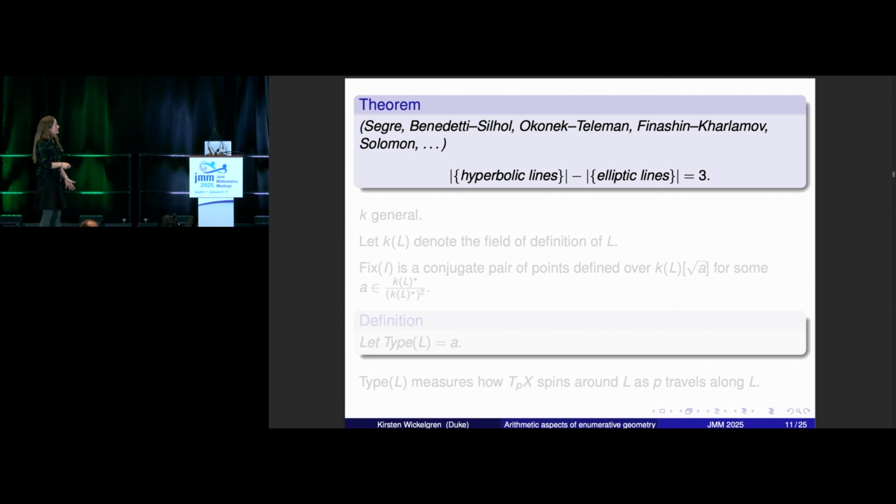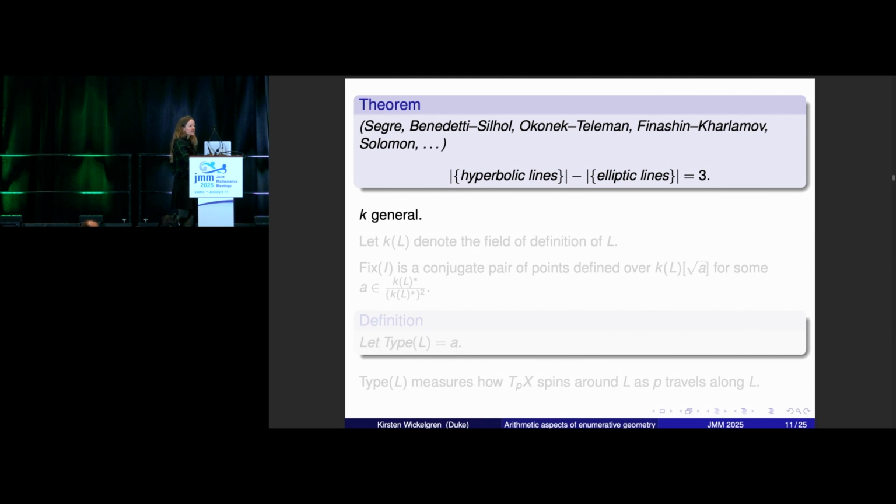And then there's a lot of beautiful things to say about the cubic surface, so a lot of people, Finashin, Kharlamov, Solomon, and even more, have great things to say about this. But here is a count of real lines. For example, it shows that there are 3 real lines, and it's some sort of weighted count. And what we're going to be able to do is to do this over a field that's not R or C. Looking ahead, let K general just mean K a general field.